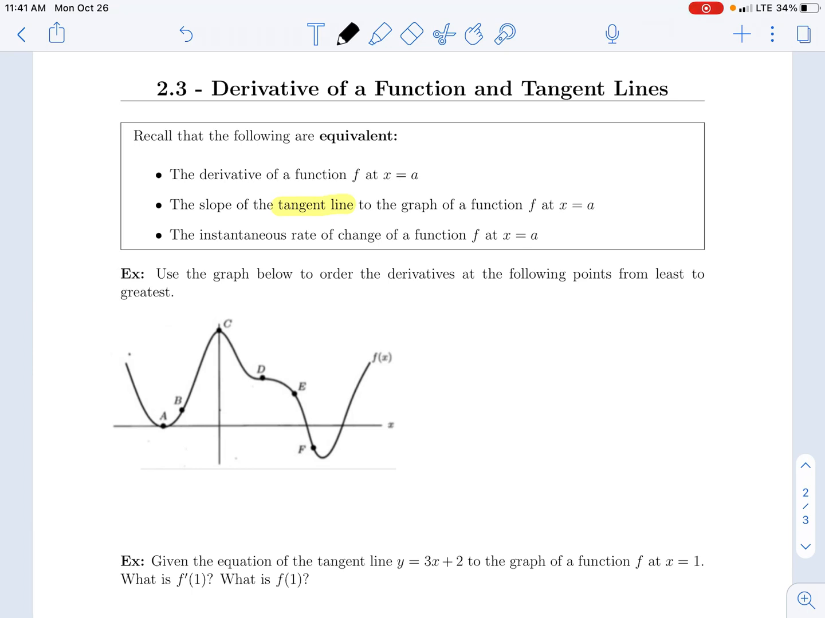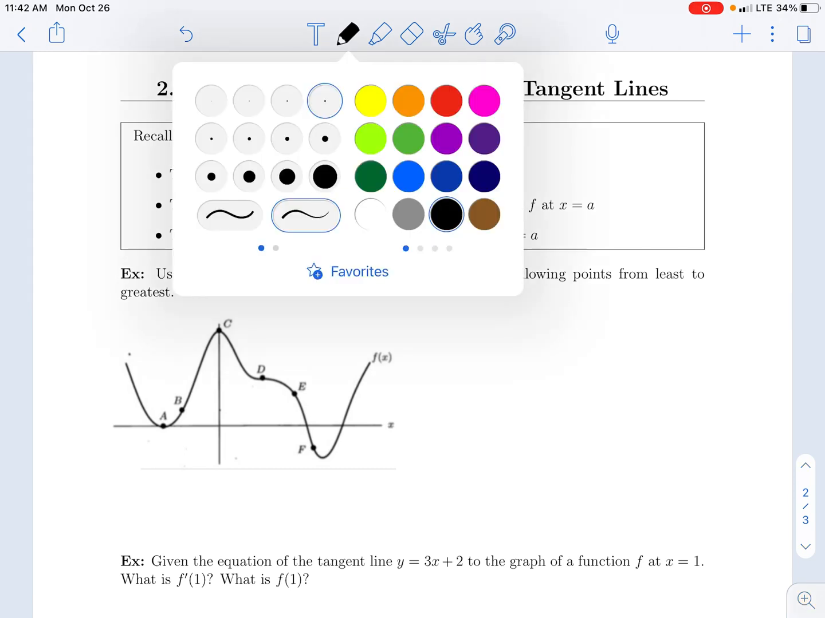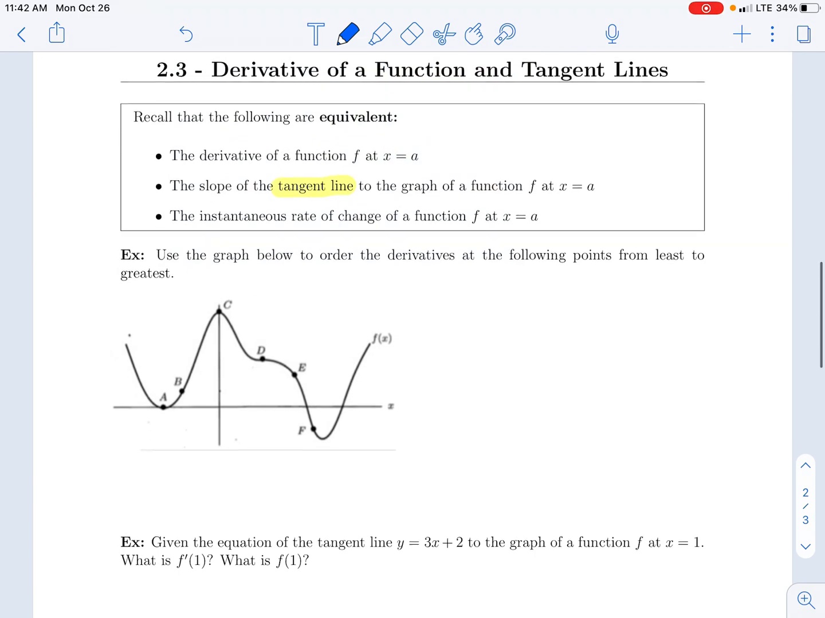Okay. So now how does this definition, where the derivative of a function f is the slope of the tangent line to the graph of the function f, come into play? When you're looking at graphs, that's the graphical definition of the derivative: the slope of the tangent line. So here, looking at this graph, I want to use it to order the derivatives at the following points from least to greatest. I need to consider the slope of the tangent line going through these points. At this point you might be like, all right, how do I draw a tangent line to a point?